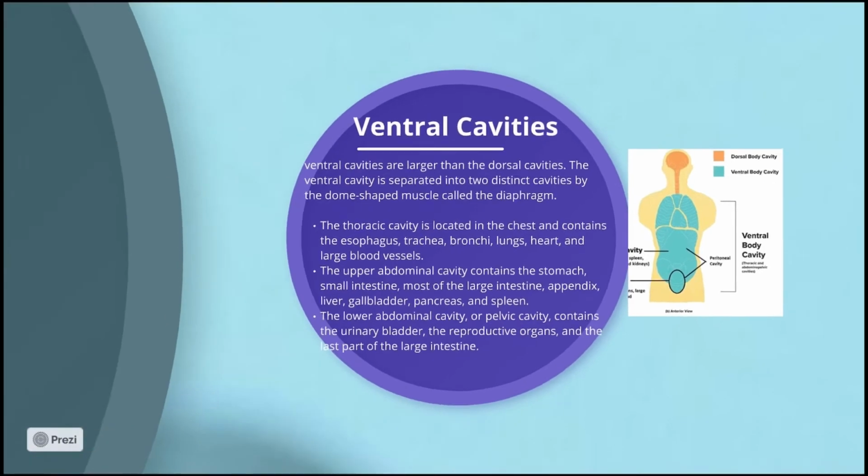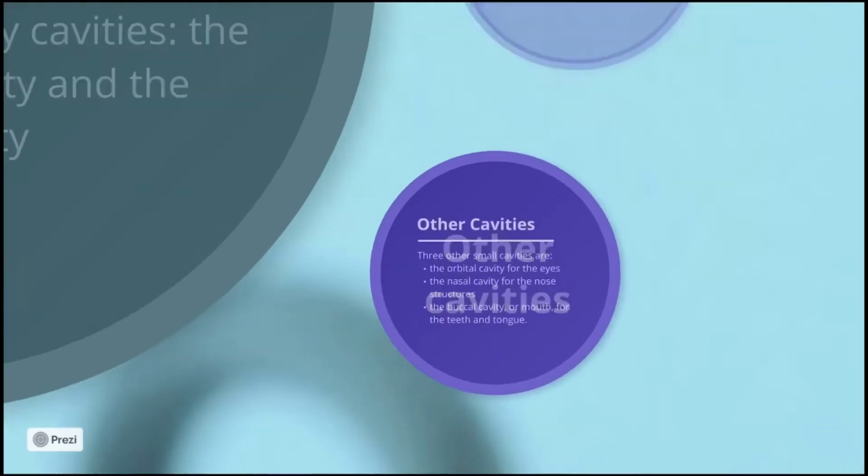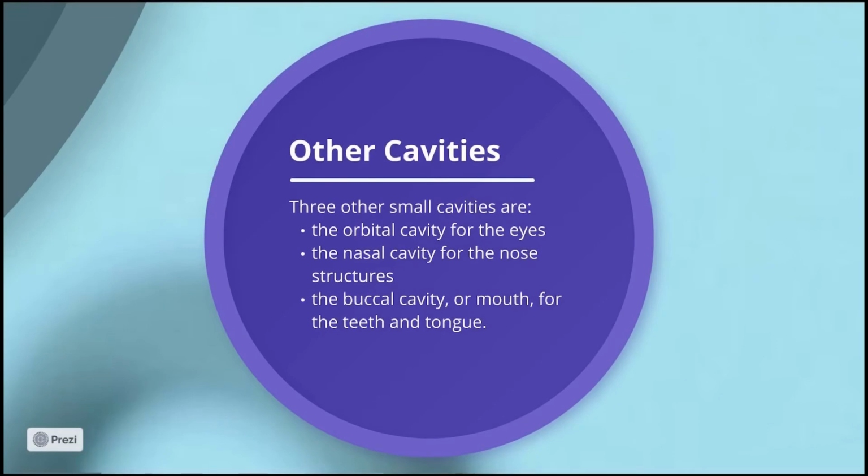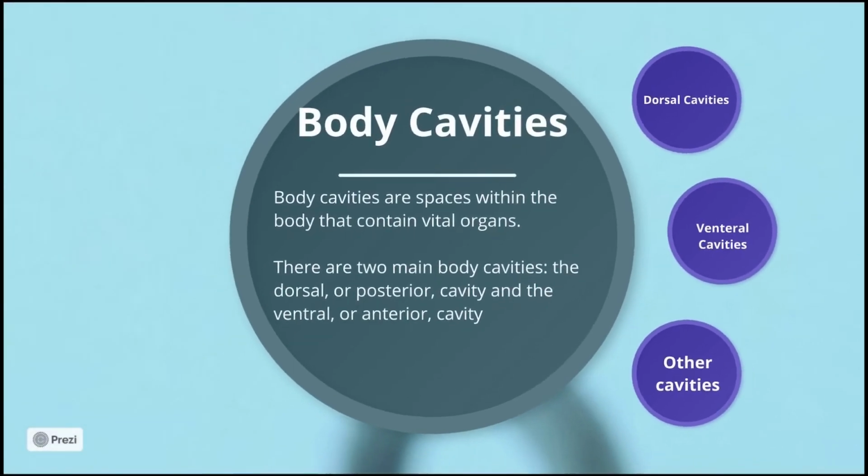There are some other cavities that are not in those. The orbital cavity, which is for the eyes, and the nasal cavity is for the nose, and the buccal cavity, or the mouth, is for the teeth and tongue. That's all about body cavities.